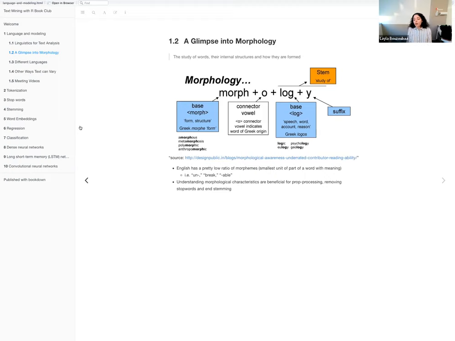I have a typo there. Removing stop words and then something called stemming, which we'll get to, I think, later on in chapter 4 or something.